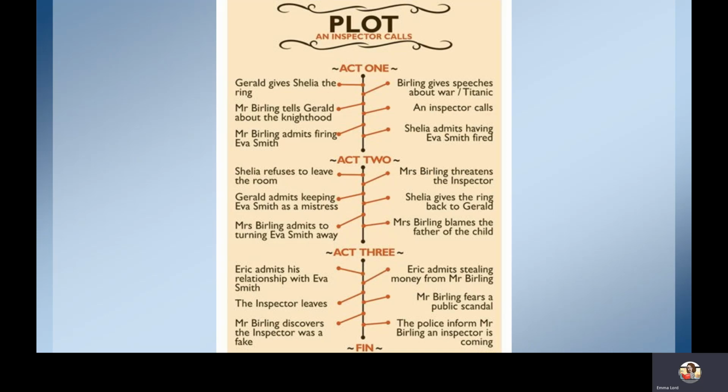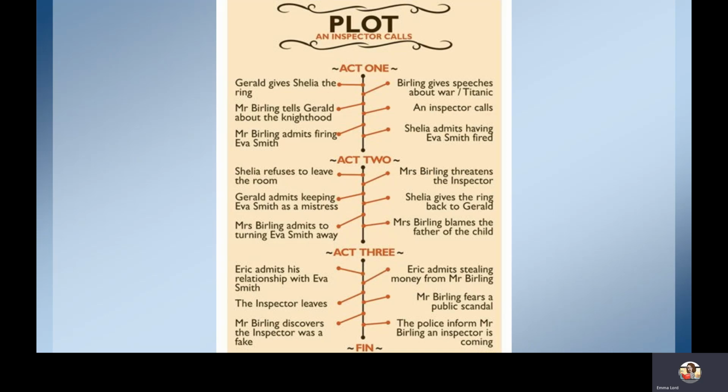And at the very start of Act 2, Gerald is insisting that Sheila should leave the room, and Mr. Birling is supporting that as well. But Sheila refuses, and the inspector backs her up and says, no, I think she has a right to stay. It's at this point as well Mrs. Birling threatens the inspector because Mrs. Birling also doesn't think Sheila should be there, but she's also getting quite angry at the fact that the inspector's being so controlling, and she's really resisting the message that he's bringing.